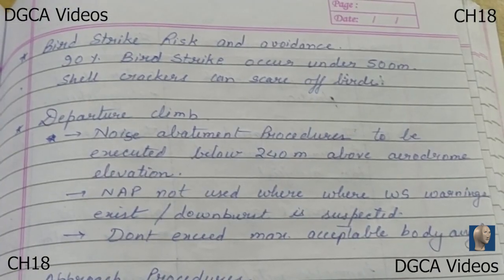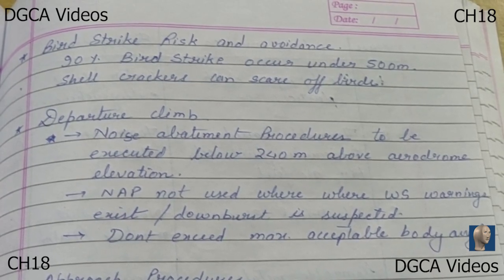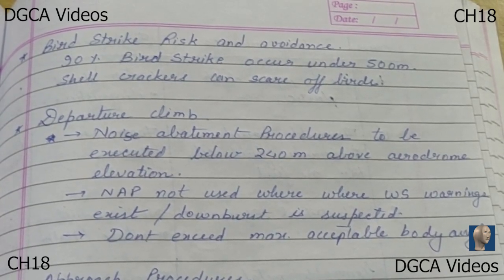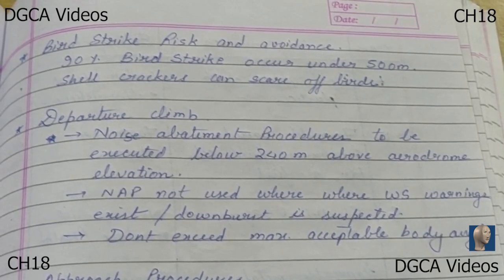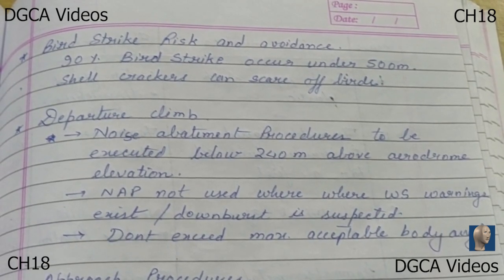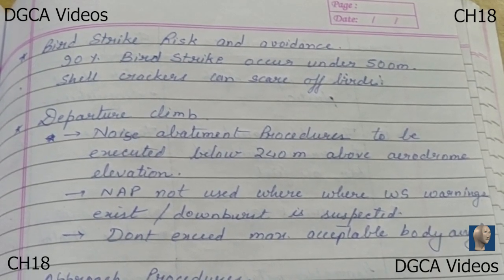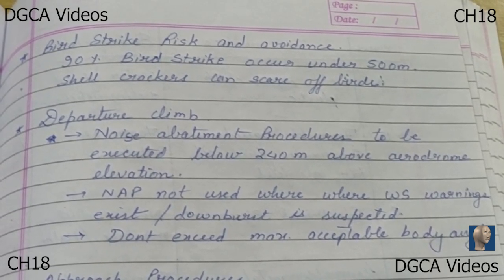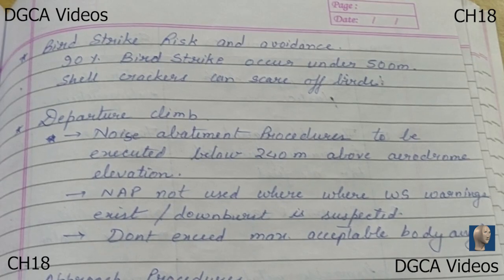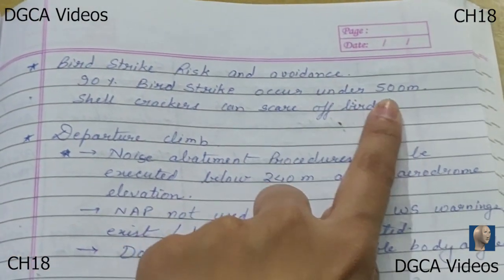Bird strike. Birds can come from anywhere at any time and they don't even give warnings, obviously. So for that, what you can do is wait or abandon your departure if you see a flock of birds going around in that area, and inform ATC as soon as possible that there is a flock of birds. And this bird strike majorly occurs, 90% of bird strikes occur under 500 meters.